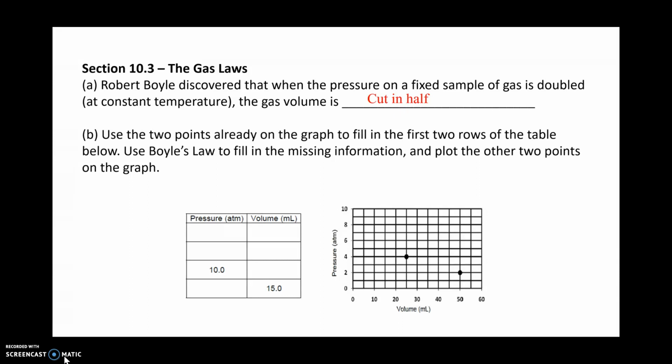All right, now we see we've got this little table of data and a little graph down here. We've already got two pieces of data. We've got pressure of 1, that's at 10 atmospheres, and the volume of a second data point was at 15 milliliters. Well, I can look at this and I can fill in the data, and I can see that when the pressure is equal to 10 atmospheres, what is my volume?